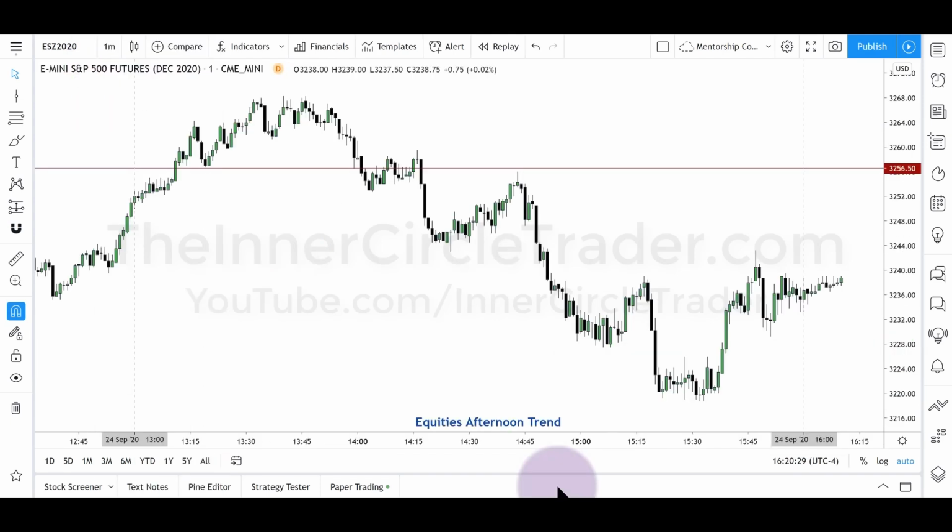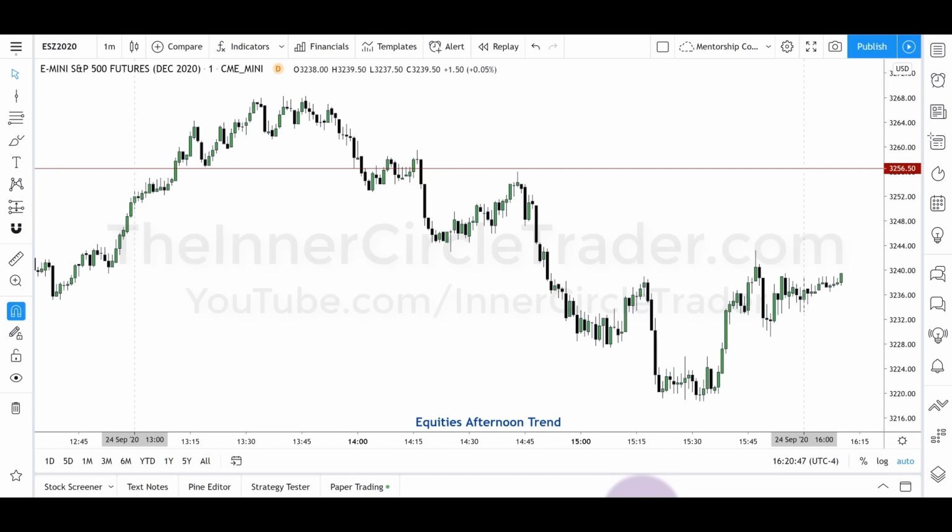Folks, we are looking at the afternoon trend for equities, and that begins at 1 o'clock in the afternoon Eastern time and closes at 4 o'clock. So 4 o'clock Eastern Standard Time and 1 o'clock Eastern Standard Time. That is the afternoon trend for equities.